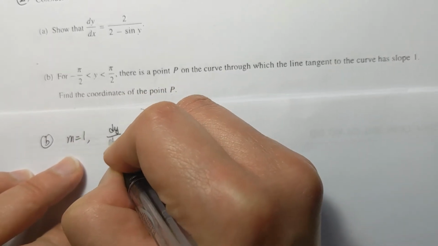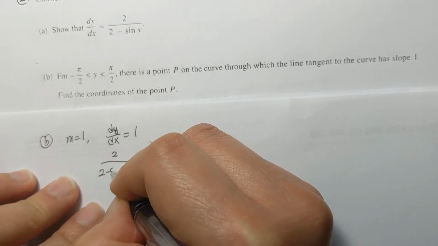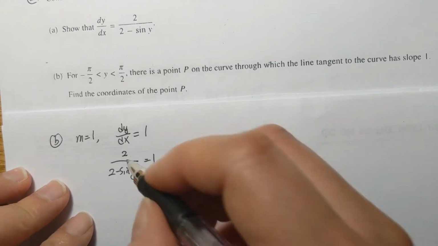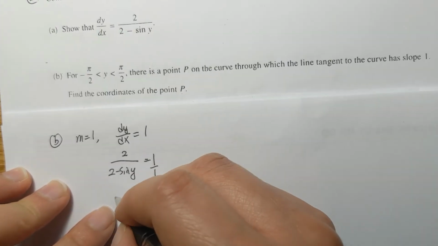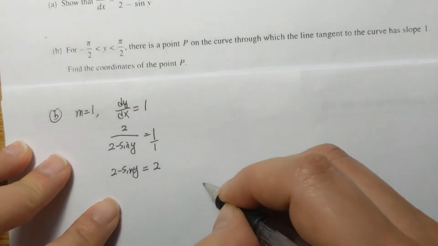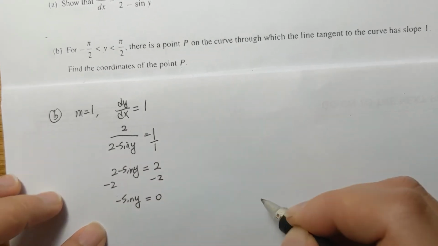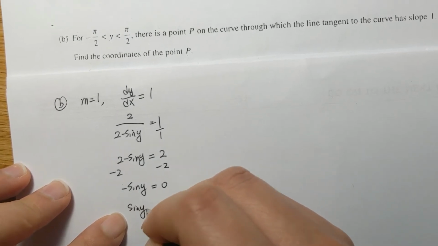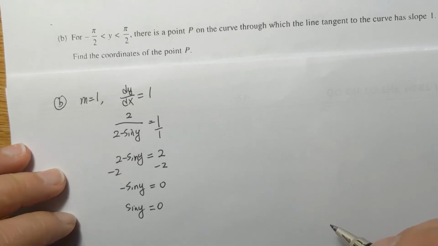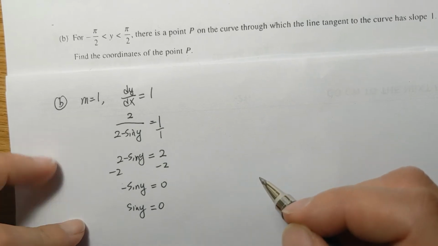So now for part B, m equal 1. So dy dx equal to 1. So we got 2 over 2 minus sine y equal to 1. So from here we can solve for y. So cross multiply. So I'm going to get 2 minus sine y equal 2. Subtract 2. Negative sine y equals 0. Divide by negative. I get sine y equals 0. Sine of what value equal to 0? We know that sine 0 equal to 0. So we know y equal to 0.